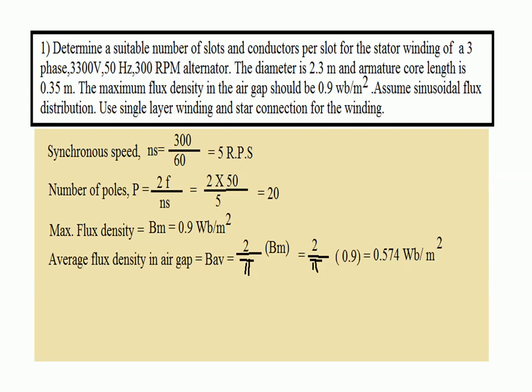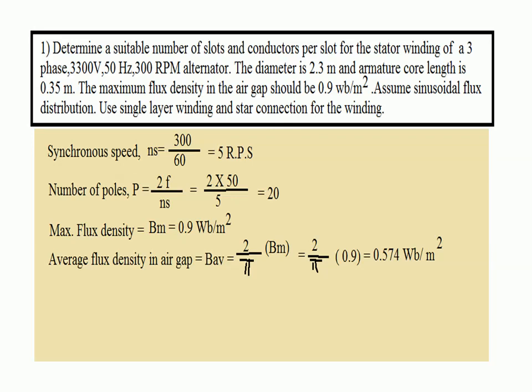Ns equal to N in rps. N is given as 300, so 300 by 60 is 5 rps. By knowing the synchronous speed, you have to determine the number of poles. P equal to 2f by Ns. Substituting the values, we are going to get 20.